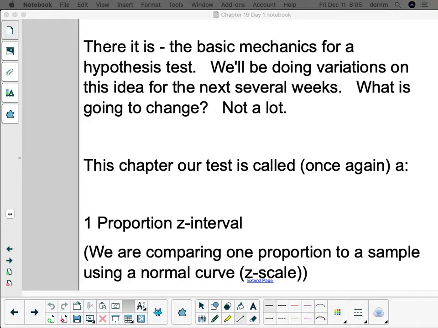We're still going to write a null hypothesis, which is nothing interesting is going on. We're going to write an alternative hypothesis, which is usually what it is that we're looking for. And then we're going to run our test and hope for a small p-value. And again, by small, we mean less than whatever our alpha level is.